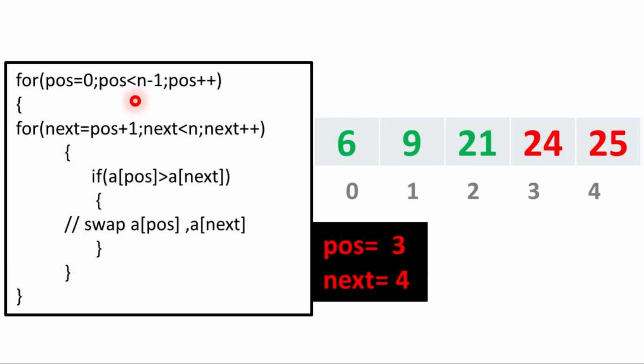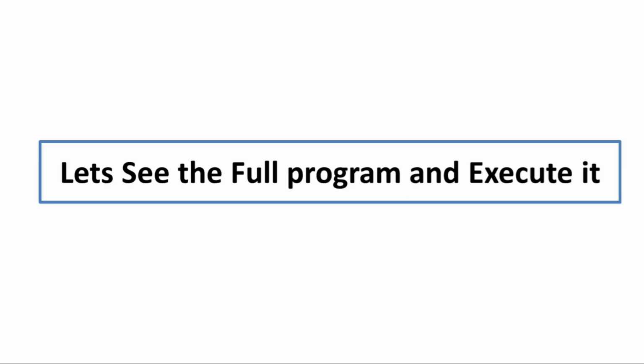Position value becomes 4. 4 is not less than 4. n minus 1 is 4. When n is 5, n minus 1 is 4. 4 is not less than 4. You will come out of the position loop also. So it is the ending point to stop the iteration. Thereafter, you can see that our approach has stopped because it has completed the entire process. After doing the entire process, you can see your array in ascending order. Now let's see the full program and execute it.